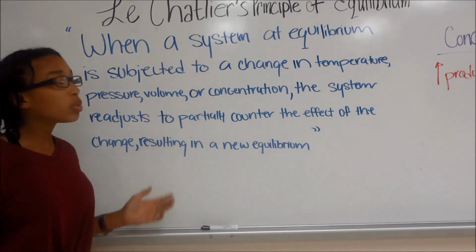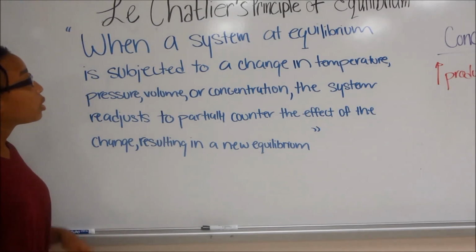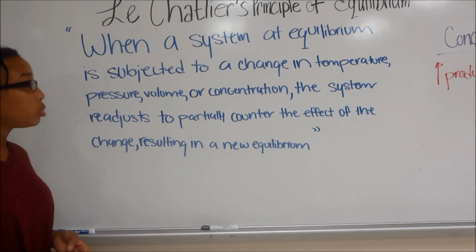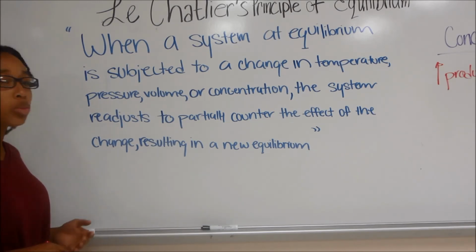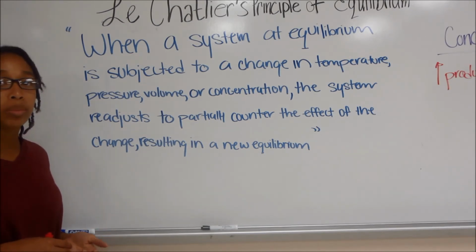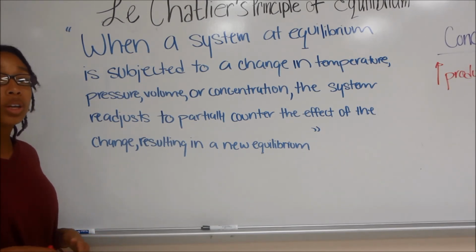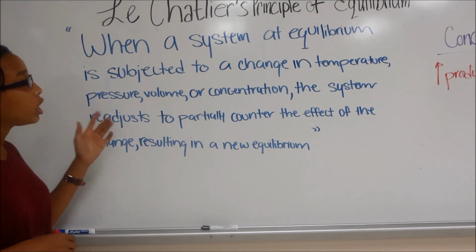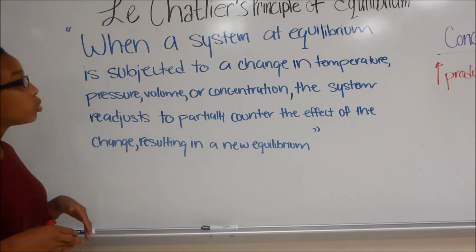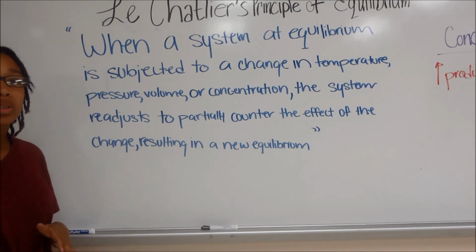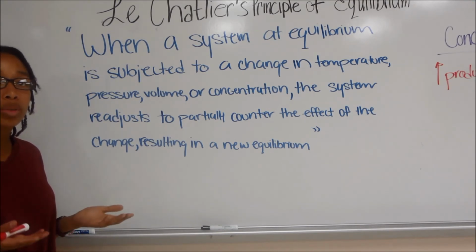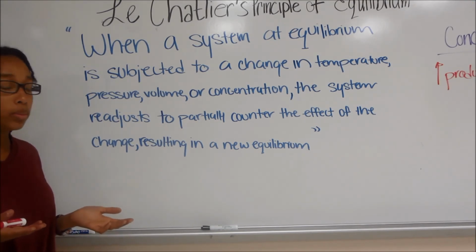Le Chatelier's principle of equilibrium states that when a system is subjected to a change in temperature, pressure, volume, or concentration, the system readjusts itself partially to counter the effect of the new equilibrium. This means that when there is a change in temperature, pressure, volume, or concentration, the system will change its equilibrium, go to the side that is higher or lower in order to make the reaction equal.